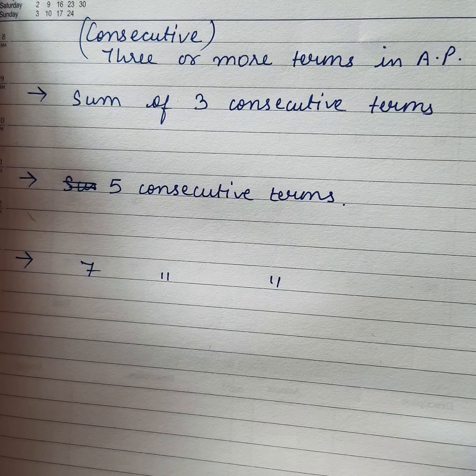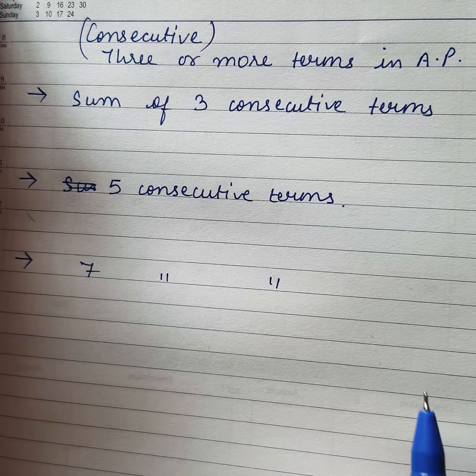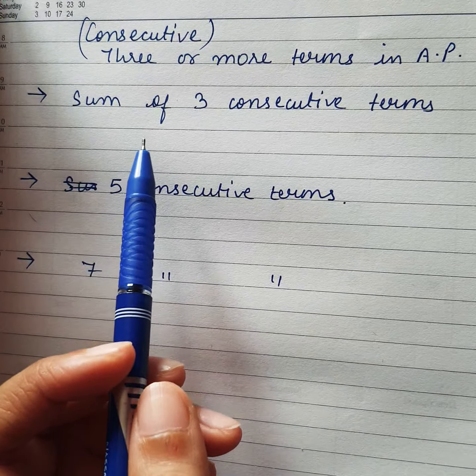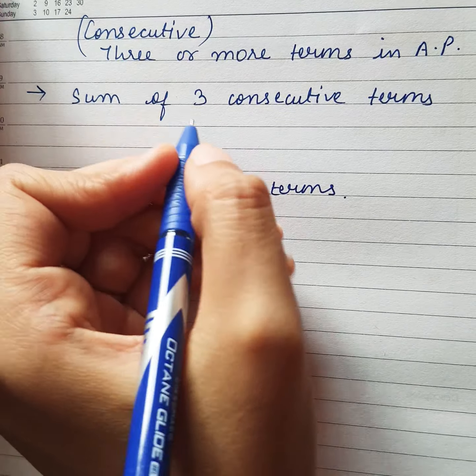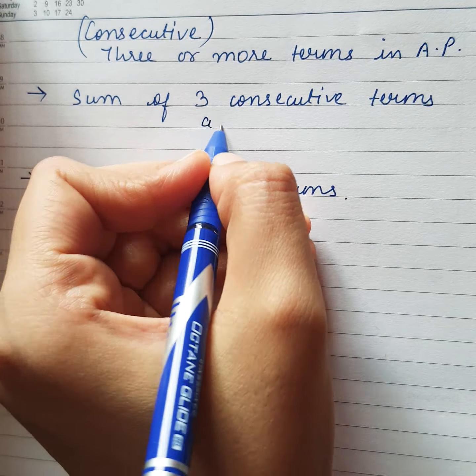Next topic is selection of terms. How we select terms. Suppose the question is asking the sum of 3 consecutive terms. Consecutive means continuous terms. So one can let the consecutive terms be A plus D and A plus 2D. Same way A plus D, A plus 2D, A plus 3D, A plus 4D. But in this case, the sum will be very difficult.